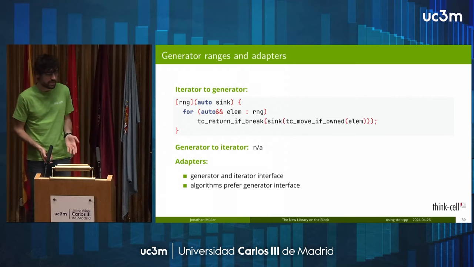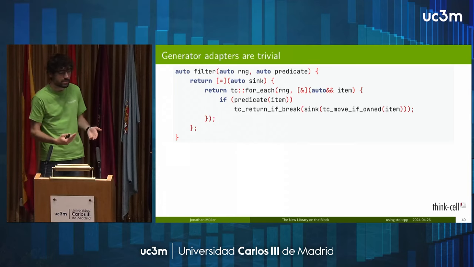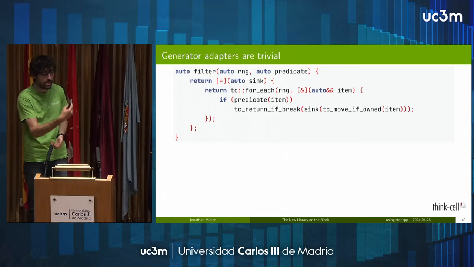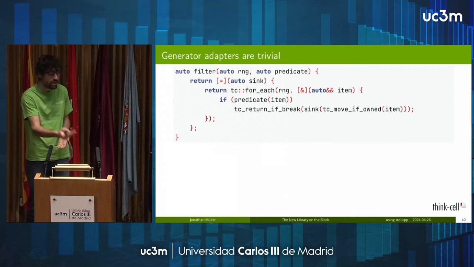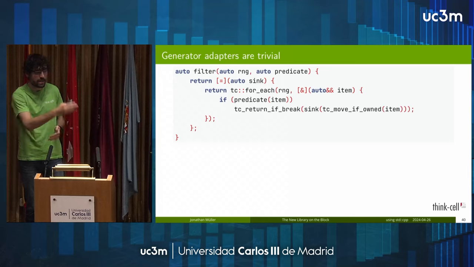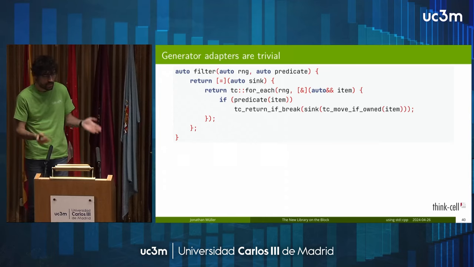It's also really easy to write. For example, this is filter. Filter takes a range and a predicate, and the generator version simply needs to return a lambda that invokes the sink only with values where the predicate is true. So we do a for each over the range and use a custom lambda that only forwards to the sink when the predicate is true. Right? This is filter. It's very straightforward to write.